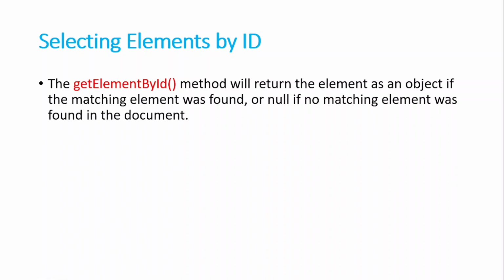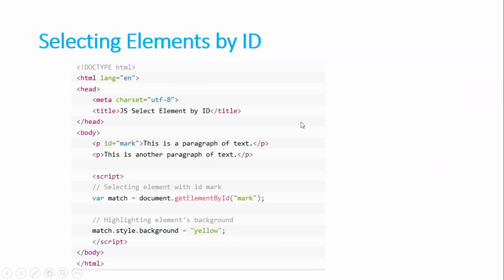The getElementById method will return the element as an object if the matching element was found, or null if no matching element was found in the document. So it will return null if nothing is there or this ID doesn't exist in the body.